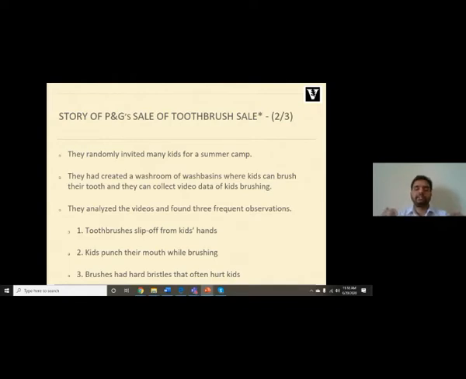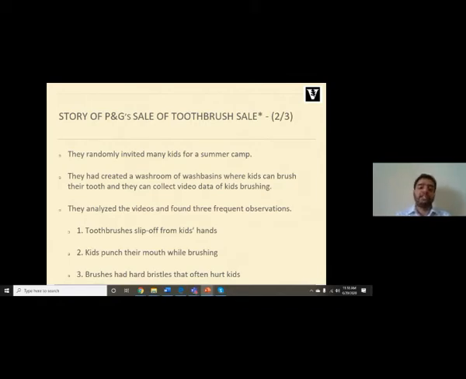So these were the three frequent observations, and they also observed that these were the three frequent reasons why kids, after starting brushing their teeth, give up their brushes and stop the process. And so it led to the fact that toothbrushes were consumed less, and therefore more brushes were not bought, right? So that was the reason for low sale.